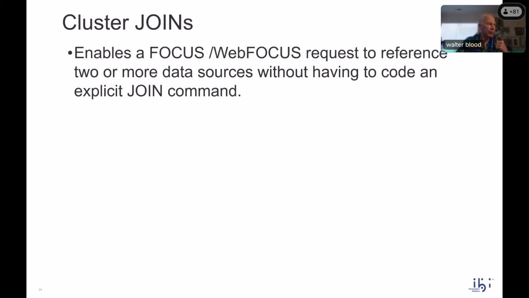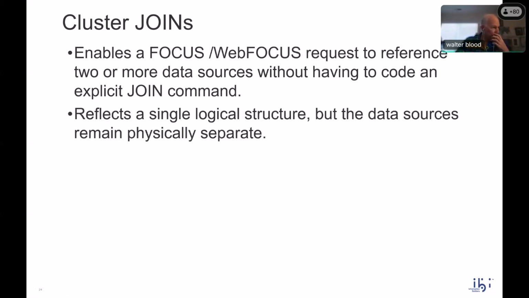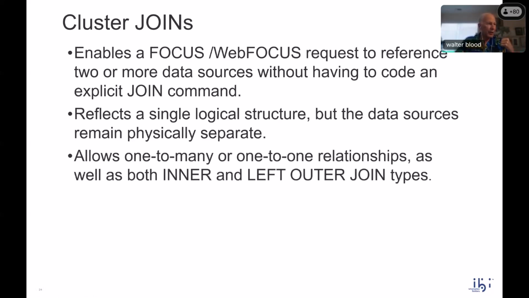Okay, dimensional tables. Now this actually lets us, just like a regular join, get to more than one data source without having to actually code an explicit join, which is nice. It reflects a single logical structure, while the physical structures are separate. It allows a one-to-many or a one-to-one relationship, as well as both inner and left-outer type joins. The one-to-one relationship, remember, is a unique structure, and we will treat the unique structures as if they are part of the parent. We still want a single line of access.